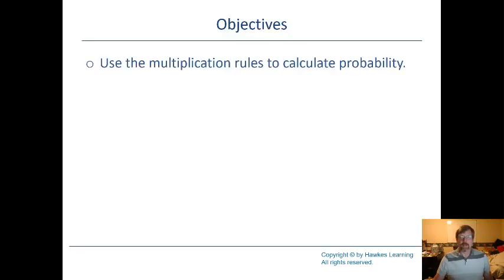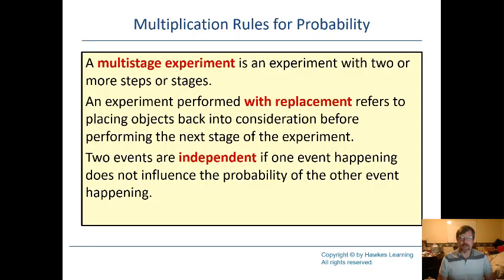There we go. These use what's called the multiplication rules for probability. And so we need to start with some definitions. First off, we've got multi-stage experiment, which is an experiment with two or more steps or stages. Draw one card, draw a second card, roll one die, roll a second die.